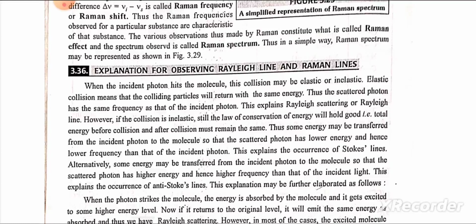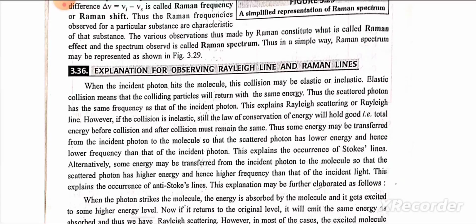When the incident photon hits the molecule, this collision may be elastic or inelastic. Elastic collision means that the colliding particles will return with the same energy. Thus, the scattered photon has the same frequency as that of the incident photon. This explains Rayleigh scattering or the Rayleigh line.